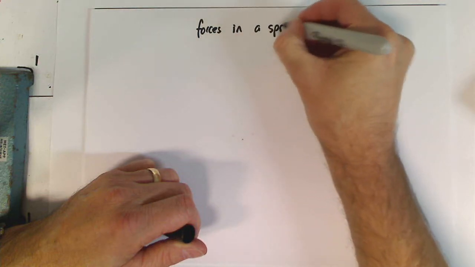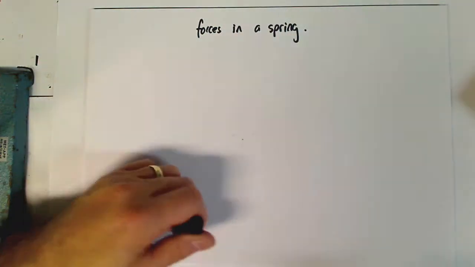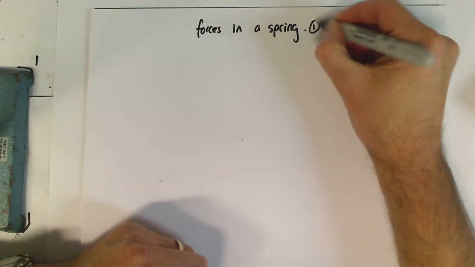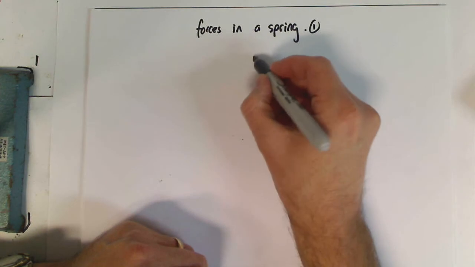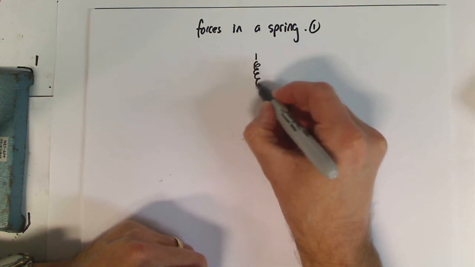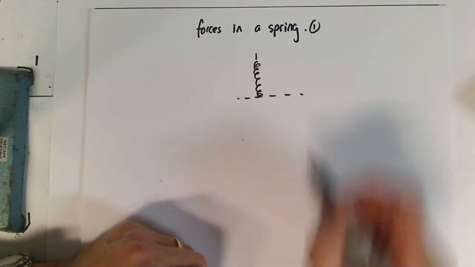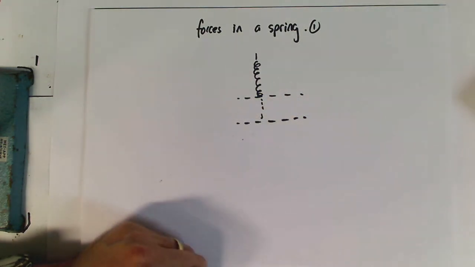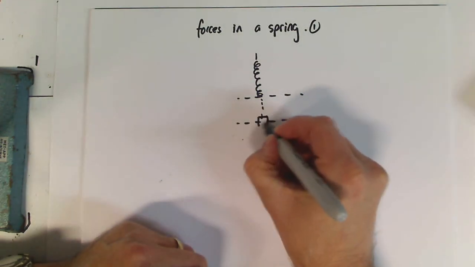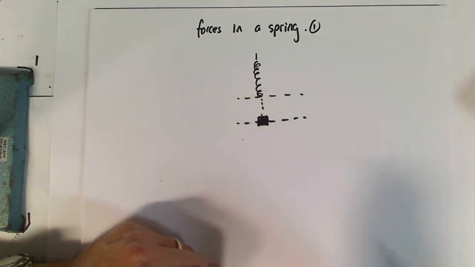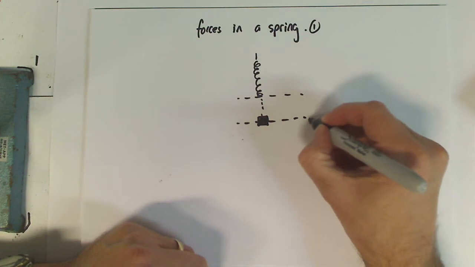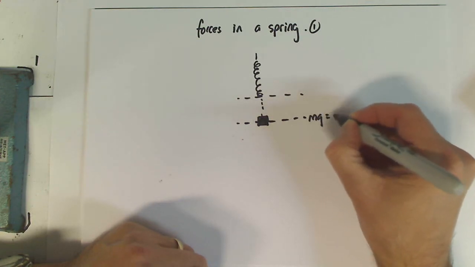What we're going to have a look at now is forces in a spring. Going to do maybe three or four videos on this, so we'll just call this one number one. Now, I portray my spring unstretched like that. Then, if we were to let a particular mass hang off it, it would hang down to that length. So we can say at this point that mg equals kx.